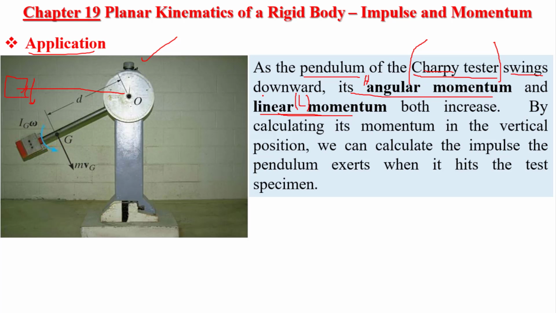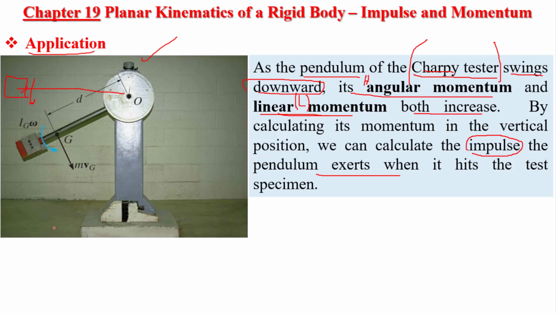So as the pendulum swings downward, okay, as it moves downward, the angular momentum H and the linear momentum L both increase. By calculating its momentum in the vertical position, we can calculate the impulse the pendulum exerts when it hits the specimen. Okay, so the specimen I will delay talking about up to the next section, 19.2.